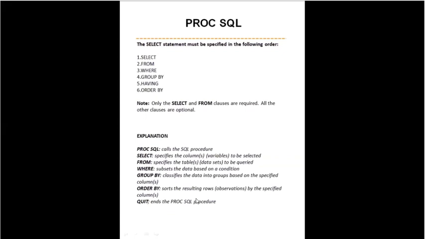So this is the normal order in PROC SQL. You have select, from, where, and group by, and then having and order by. So this is the order. That's how you need to write these clauses in your PROC SQL. Please remember, only select and from are the mandatory clauses when you are trying to fetch the data. Other clauses are optional.